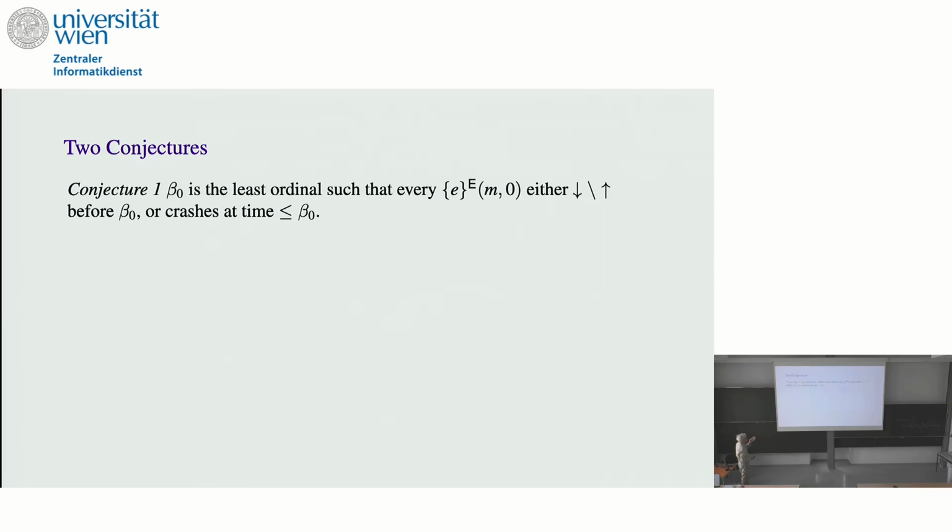So this beta 0, right? I've sort of let the cat out of the bag by saying this is indeed what's going to happen. So the conjecture is that this beta 0 is the least ordinal, such that every machine is convergent or divergent before beta or crashes at time less than or equal to beta 0.